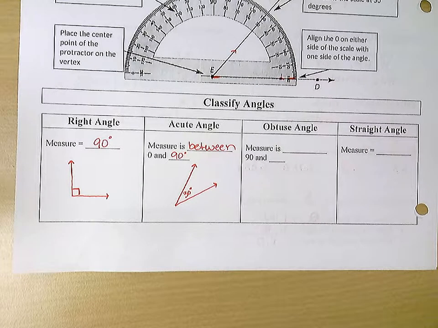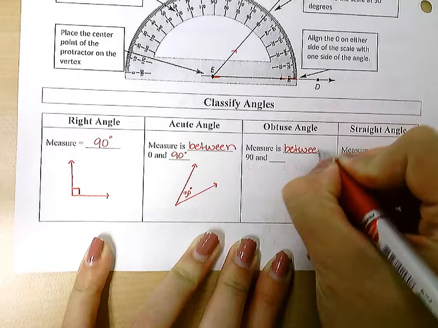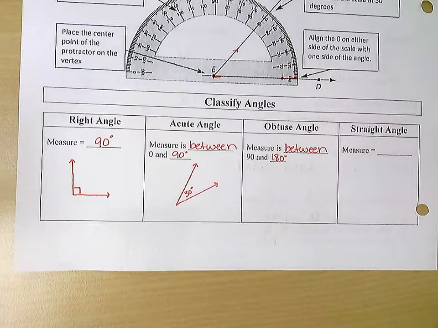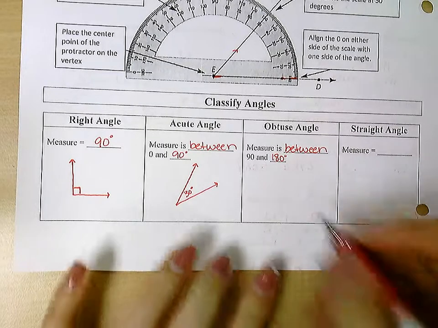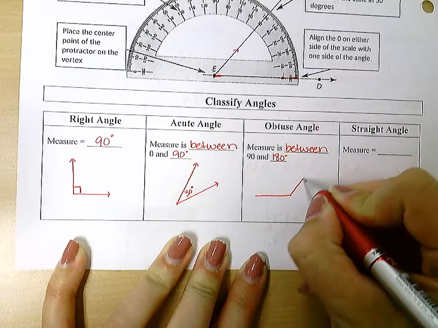An obtuse angle, that measure is between 90 and 180 degrees. So that one is a little bit larger of an angle.